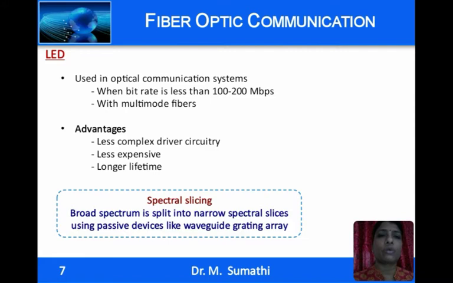LED emits light over a broad spectrum, and spectral slicing, that is, the broad spectrum is split into narrow slices by using passive devices like array waveguide grating. So, using this, LEDs can be used for short distance high data rate transmission and where multiple wavelengths are to be multiplexed into a single fiber.